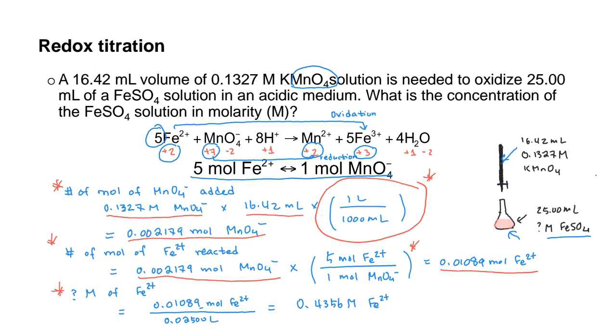Then the final step is to use the definition of molarity. The molarity of Fe2+ is calculated by dividing the number of moles of Fe2+ by the volume of the Fe2+ solution, which was 0.02500 liter. As a result, you will be able to determine that the concentration of Fe2+ was 0.4356 molar.